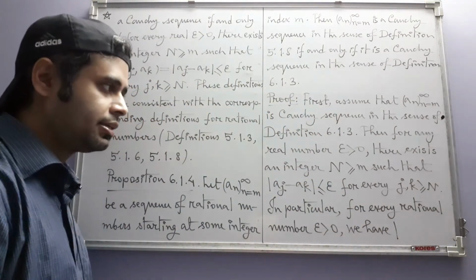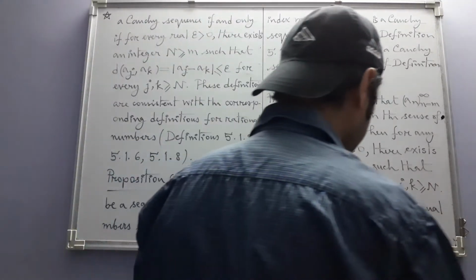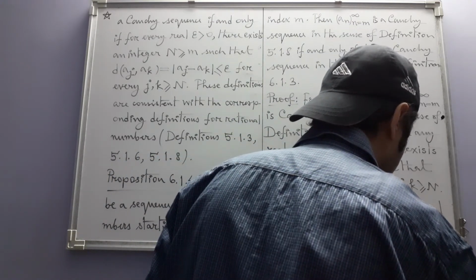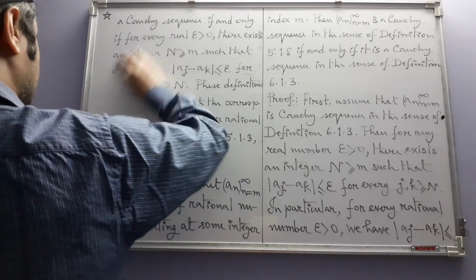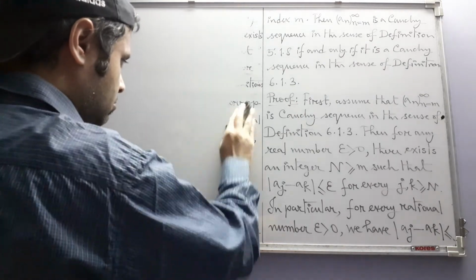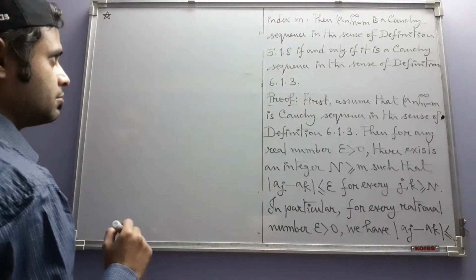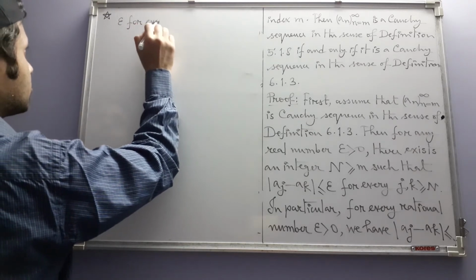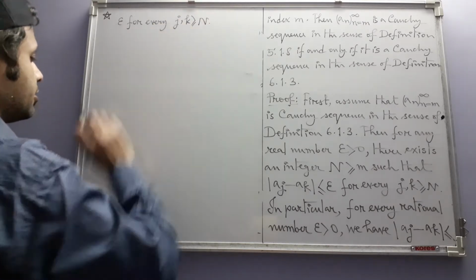We are not again writing there exists an n, because there is an n, we have already chosen it. Okay, so n is already available to us. We have the distance between aj and ak less than or equal to epsilon for every j and k greater than or equal to n.